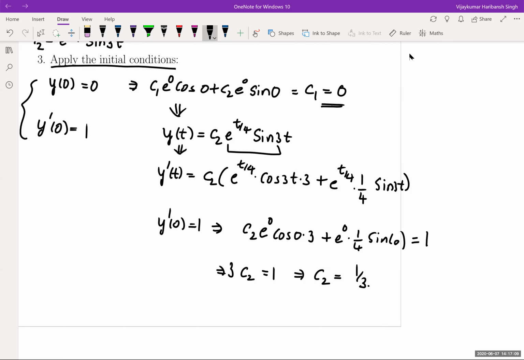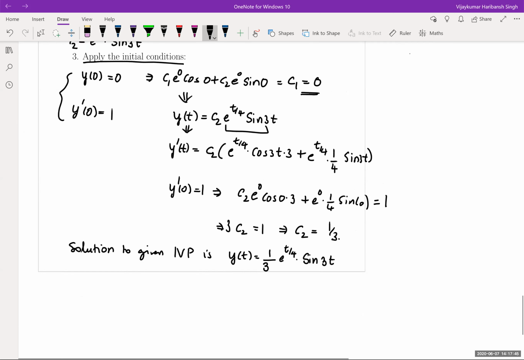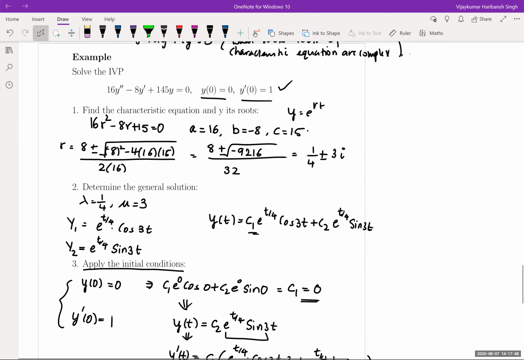So what is the solution? The solution to the IVP, to the given initial value problem, is y of t equals C2, which is 1/3, of e to the power t by 4 times sine 3t. And that is your answer. So this is how we solve an initial value problem with complex roots.